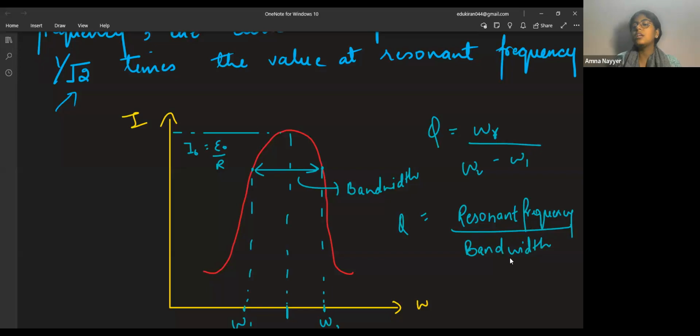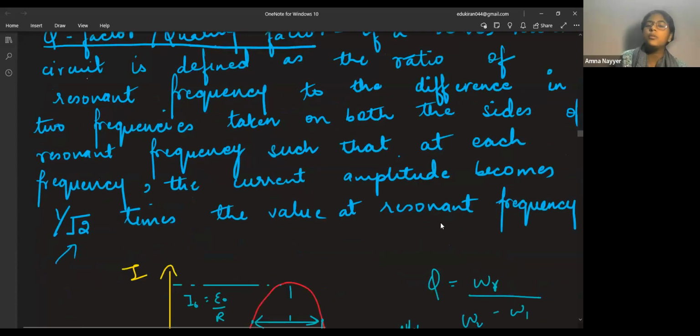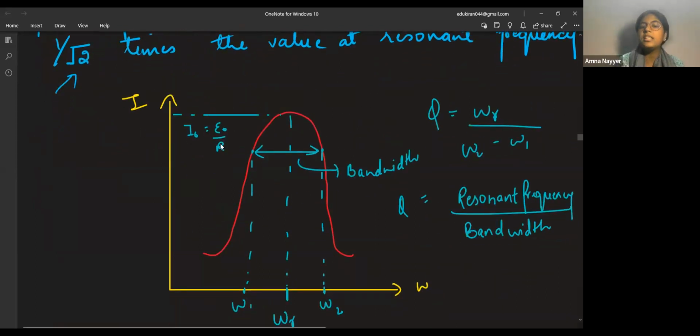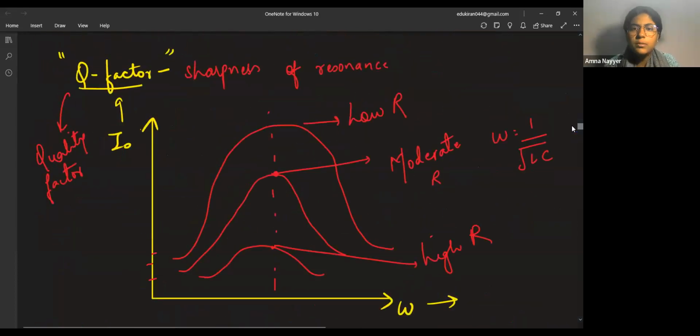So you can write it as resonant frequency by bandwidth, resonant frequency divided by bandwidth. And bandwidth is actually the difference between both the frequencies taken on either side. Now, one more thing that you have to remember: current amplitude becomes 1 by root 2 at the time of resonant frequency. If I naught is equal to E naught by R, then at the time of resonance this becomes E naught by root 2 R. This you have to remember. There's a derivation also for the equation of quality factor. Quality factor definition also comes in your exam. Note down all these points, then I'll discuss it.